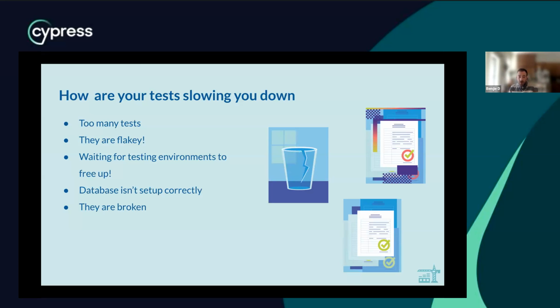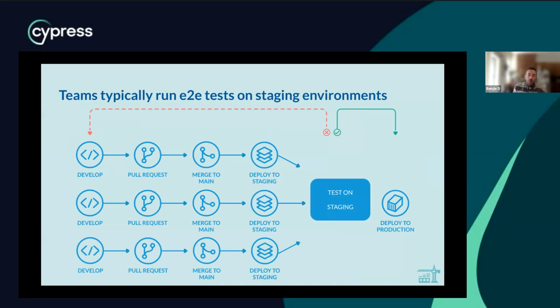Sometimes you don't know if they're broken tests and you actually need to update them, or if they're flaky. And so these are kind of the big things that slow folks down. So the typical way that we see folks using end-to-end tests is running on staging environments or late in the process. So you have developers developing, you have pull requests happening, merging to main, deploying to staging, and then you're testing.